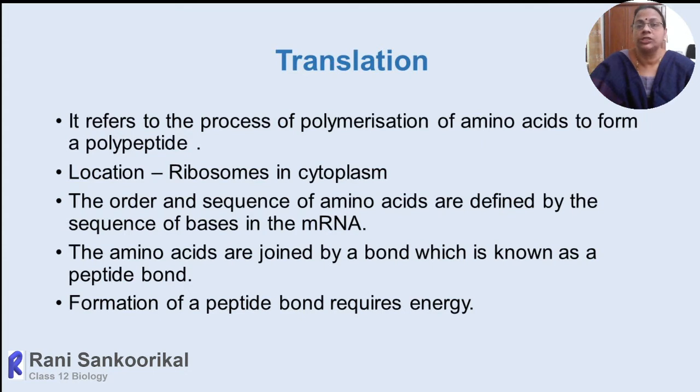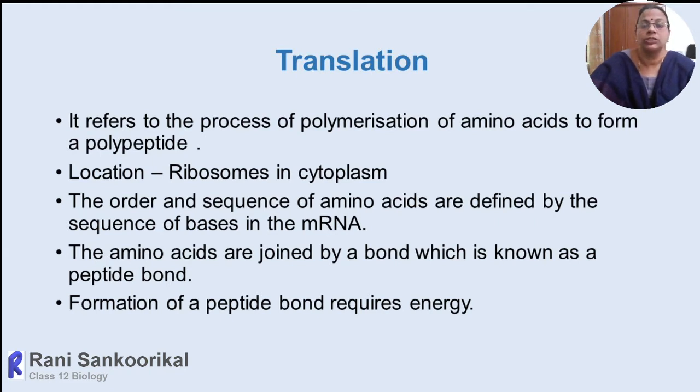When we mention the location, it is in the ribosomes within the cytoplasm. The order and sequence of amino acids are defined by the sequence of bases, the sequence of codons, we can say triplet base sequences, within the mRNA. We have already learned the characteristics of the genetic code: it is continuous and read in a triplet manner. So each triplet of bases from 5' to 3', in that order, determines the amino acids, which will be assembled with the help of tRNA. That process is collectively called translation.